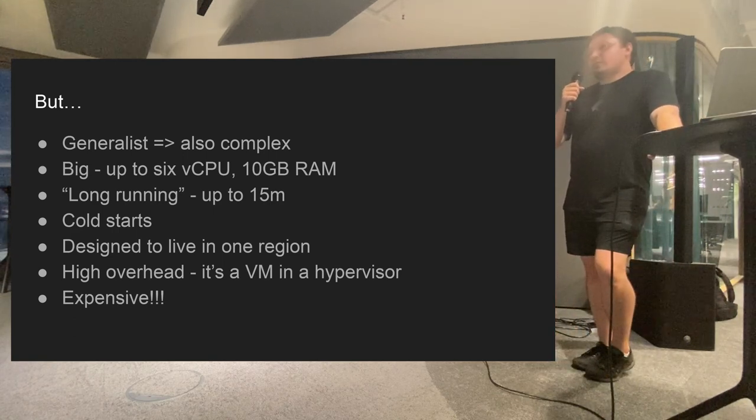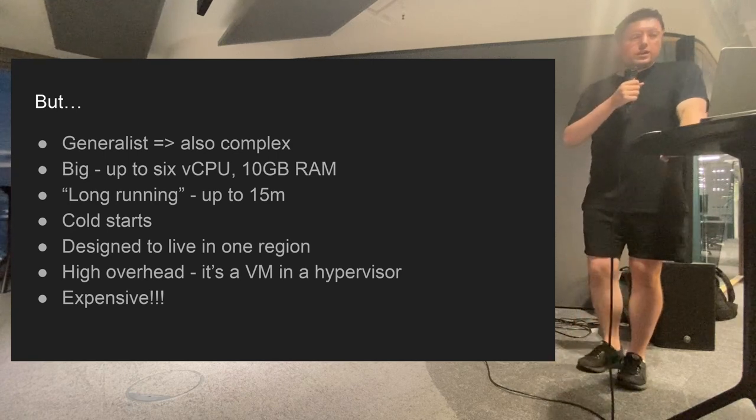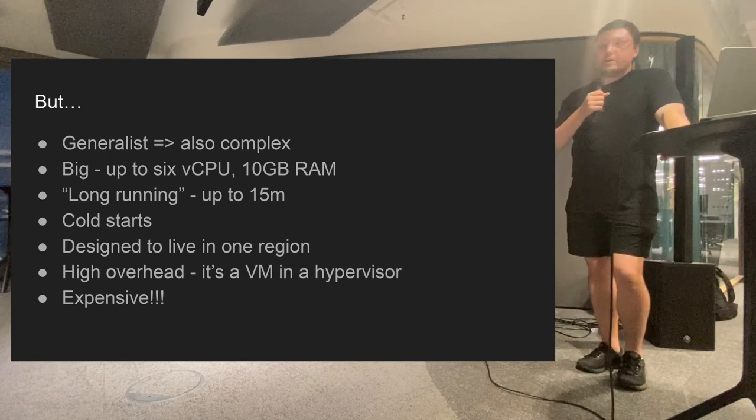It's designed to live in one region, like almost everything in AWS. So you get a lot of network latency, and there's just a lot of high overhead. The other thing is it gets quite expensive. For example, the AWS numbers are a bit more difficult, the Vercel numbers are easier, so I'll use those. Vercel charges $40 per 100 gigabyte hours.